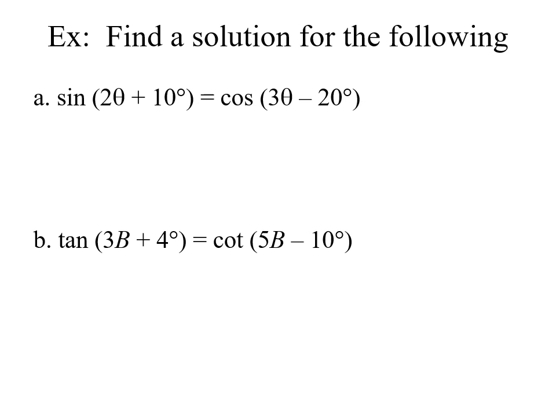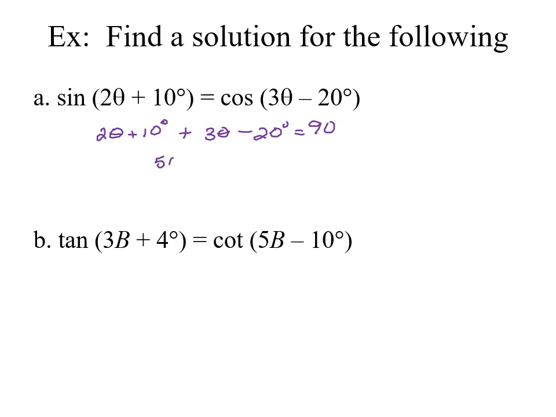Now this says find a solution for the following. This is very much like one of the problems that we would finish the last stuff with when we did reciprocals. Here, these are going to end up being cofunctions of each other. So sine and cosine, since they're cofunctions of each other, that means the two angles have to add up to be 90. So I take the 2 theta plus 10, and I add it to the 3 theta minus 20 and set it equal to 90 if they are cofunctions of each other.